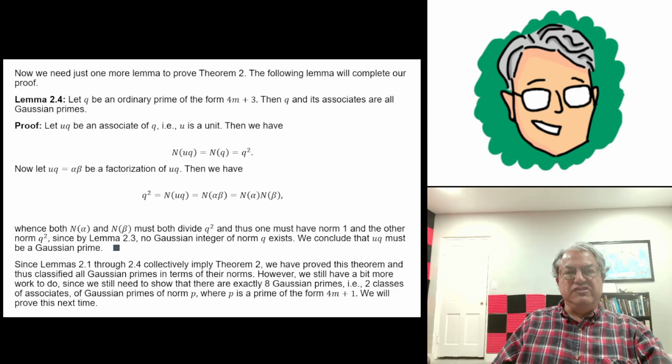And this is a very, very useful result. I mean, knowing what all the Gaussian primes look like, what their norms are, well, we kind of know how to find them, as long as we can start with an ordinary prime, and then we know what all the Gaussian primes are with that norm.